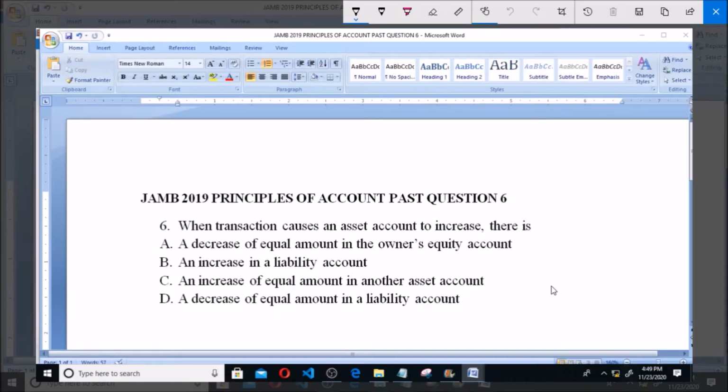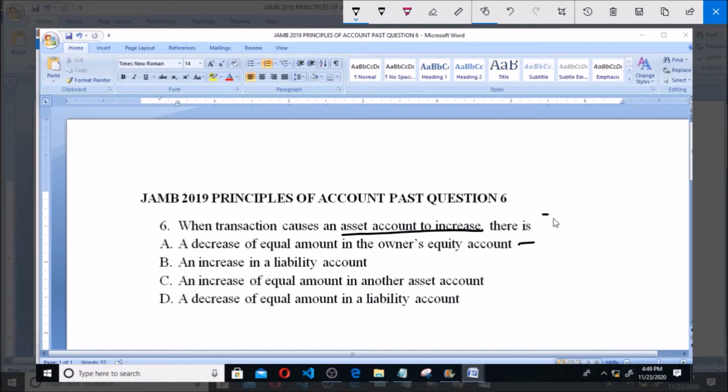Principles of accounts. Past question number 6. When a transaction causes an asset to increase, option A says there is a decrease of equal amount in the owner's equity. The owner's equity does not have anything to do with assets increasing.